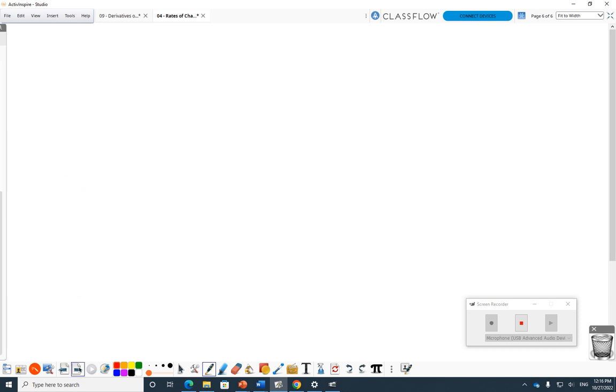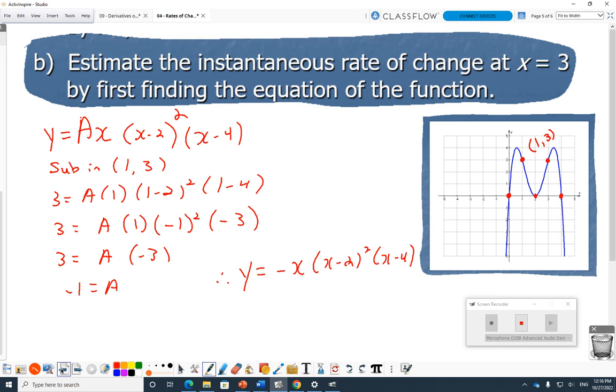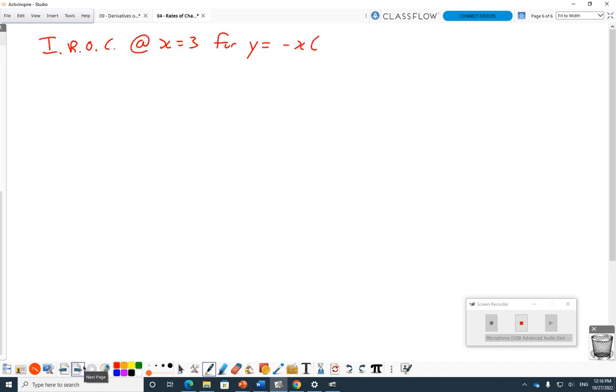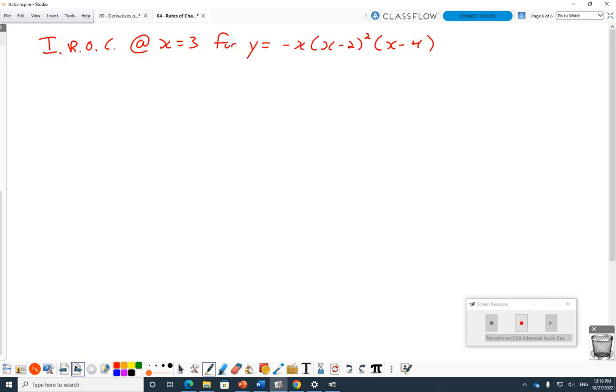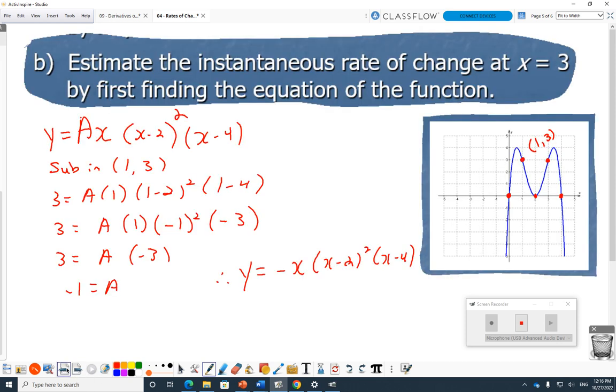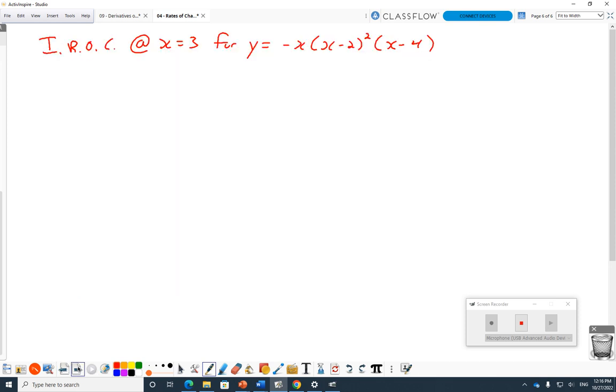What we really want to do is the instantaneous rate of change at x equals 3 for y equals negative x times (x minus 2) squared times (x minus 4). I've forgotten already. Did I put at x equals 3? Yes. Negative x, (x minus 2) squared, (x minus 4). Negative, yes, all is good.